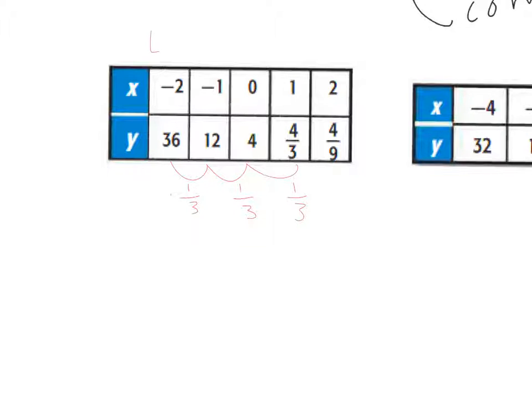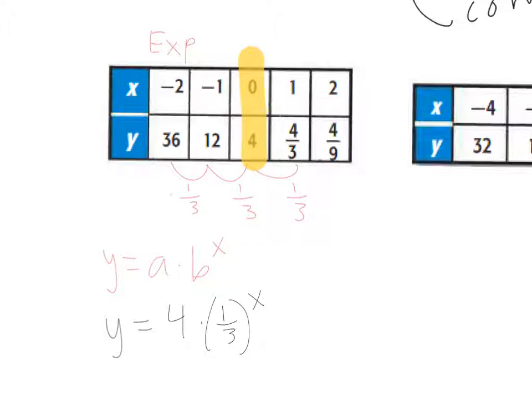So this would best fit the exponential model. For an exponential model, again, we have y equals a times b to the x, where a is your y-intercept and b is your common ratio. So here, a is the y-intercept. As I look at the table, when x is 0, what's y? Well, y is 4. So I have y equals 4 times, and my common ratio is 1/3, so 4 times 1/3 to the power of x.